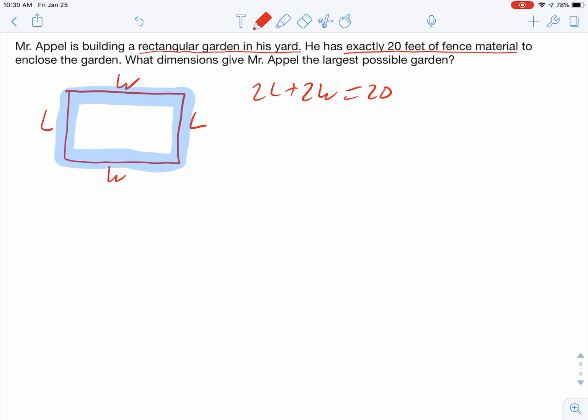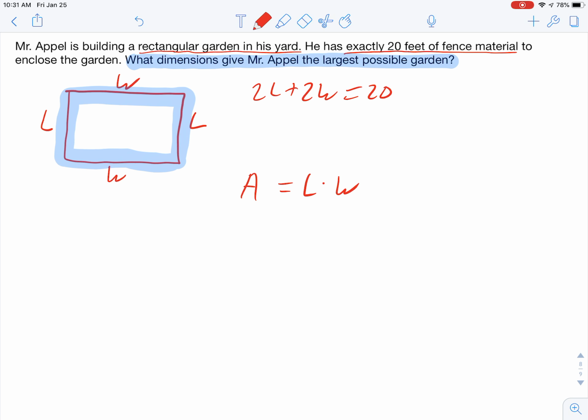It's also asking what dimensions give me the largest possible garden. So the function we want to write is in terms of the area. The area of that garden is going to be the length times the width. Similar to what we did in previous problems, let's move that out of the way.